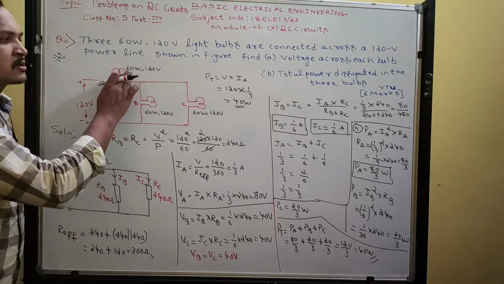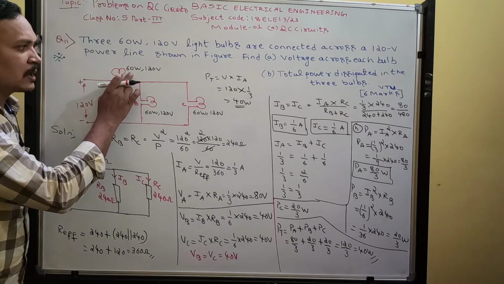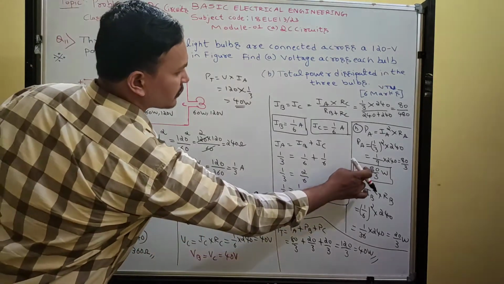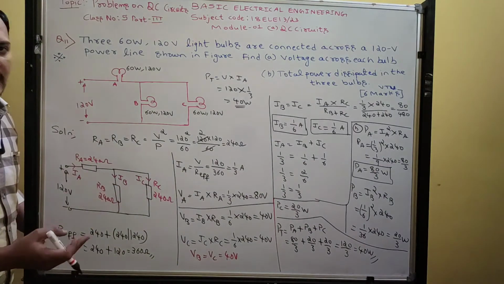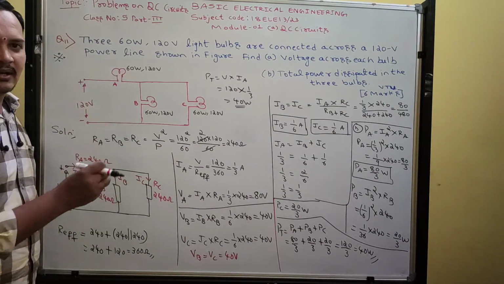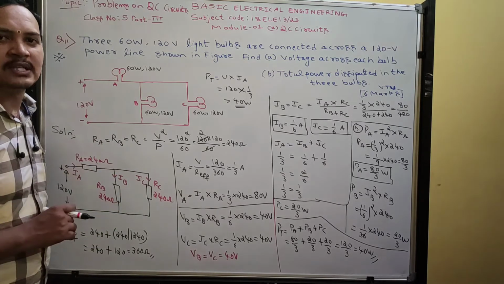See, what is the specification of this? 60 watt bulb. Will the bulb get damaged? What is the power consumed? What is power dissipated in bulb A? 80 by 3, which gives around 26.66. So the total rating is 60 watt, but it is consuming only 26 watt.